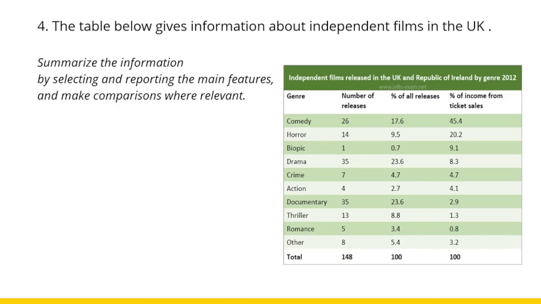Write an essay about that. So we have number of releases, percentage of all releases, and percentage of income from ticket sales. So here focus on the biggest number, lowest number, similar numbers, and maybe second biggest number. So that's all we have for our graphics, guys. Just make sure you practice a lot before taking your test. And as you see, all of them are very similar. You have to do exactly the same task, and you just need to practice, and whichever graphic you get, you are going to do great with a lot of practice.